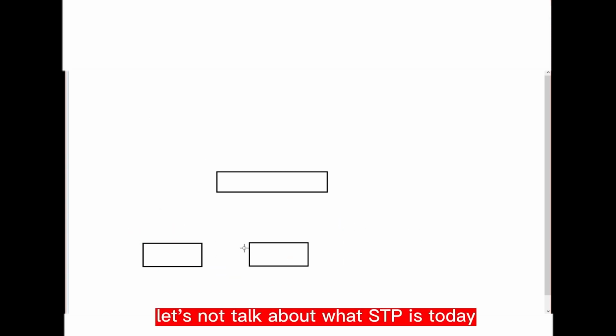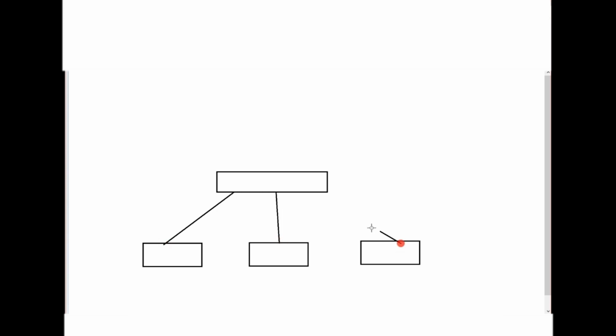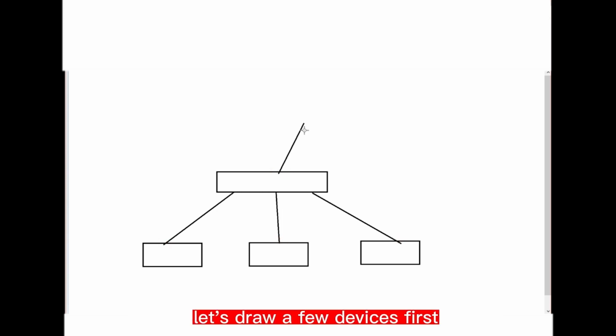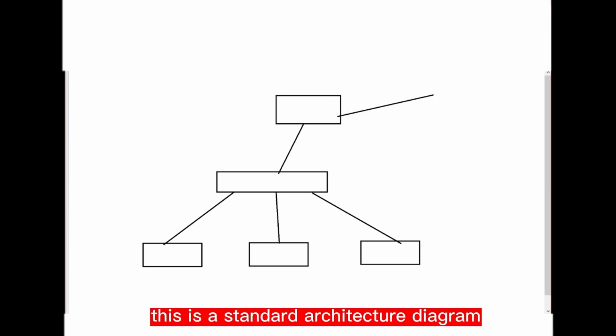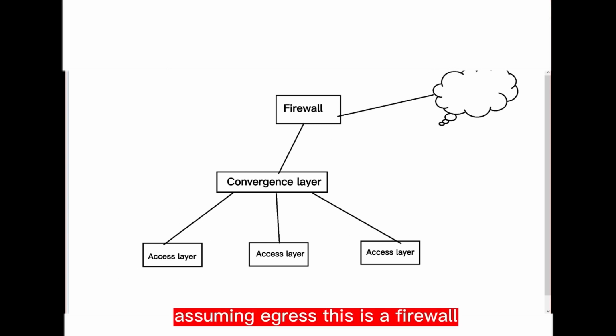I will draw a picture first. This is a typical architecture diagram. Let's not talk about what STP is today. Let's first talk about what problem it solves. Let's draw a few devices first. This is a standard architecture diagram. These are switches. Assuming egress, this is a firewall.